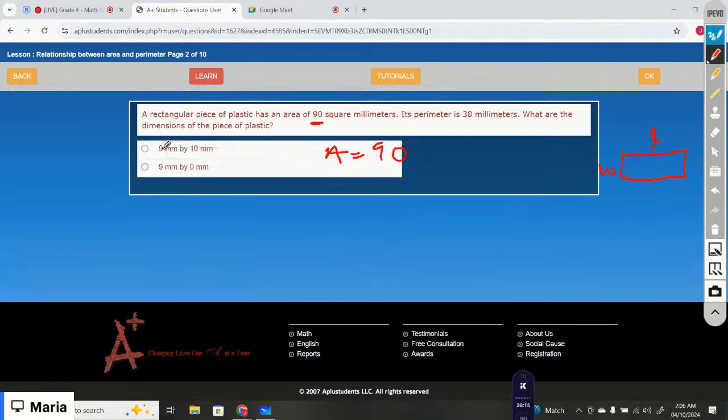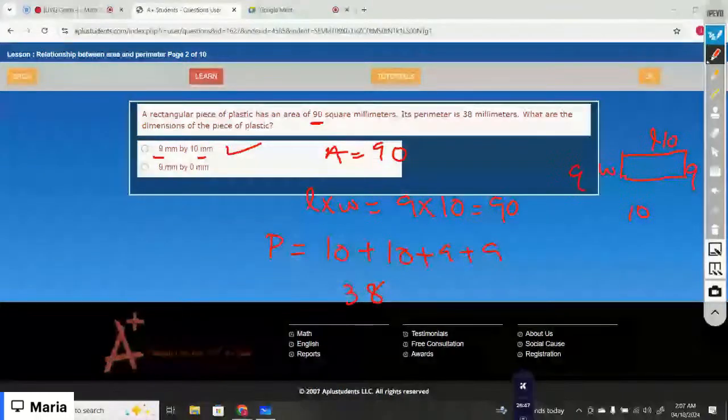Just start with the first option, 9 times 10. Area of the rectangular shape is length times width. Just check if 9 times 10 makes 90. Yes, it does. Now check with the perimeter. Perimeter is the sum of all the sides. So if this is 10, this is 10, this side is 9, this side is 9, just add them all. 10, 10, 20 and 18, 38 it is. So option number 1, that is 9 by 10. Got it?